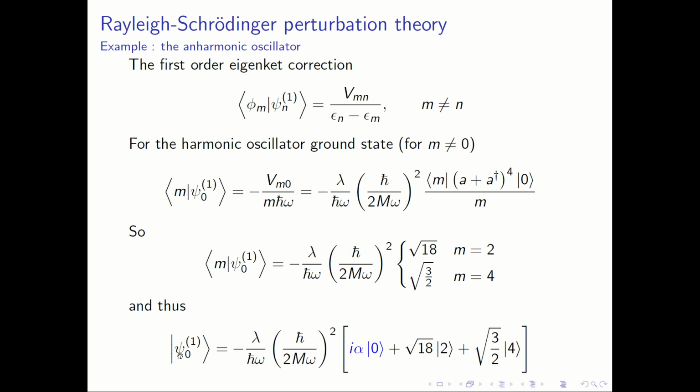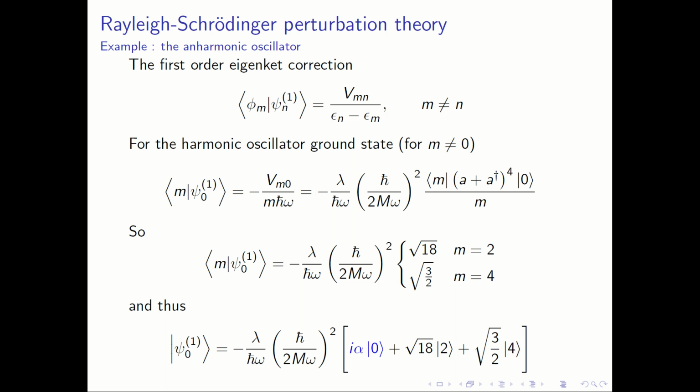So psi 01, apart from this overall factor minus lambda by h cross omega into h cross by twice m omega whole square, is simply going to be 3 terms: root 18 times ket 2, that's the projection in the direction of ket 2, root 3 by 2 into ket 4, plus ket 0 into something, and we don't know what that something is. Only thing we know about that something is that if we use intermediate normalization, this coefficient has to vanish.